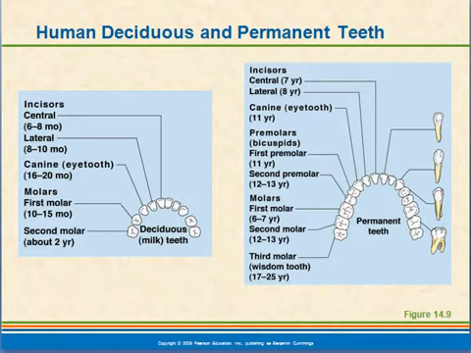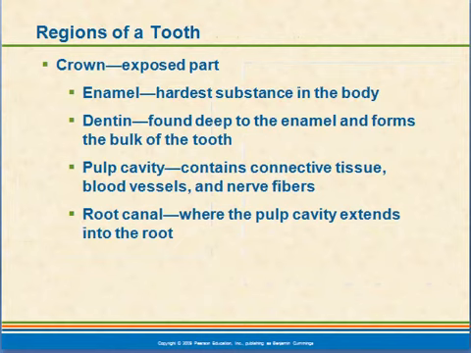Beyond that, just some of the regions of the tooth and structures, a couple of things that I want you to know. The part of the tooth that is exposed is the crown. And that part, the visible portion, is made of enamel, which is the hardest substance in the human body.